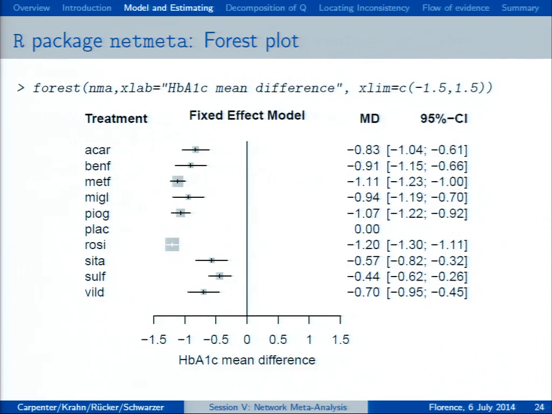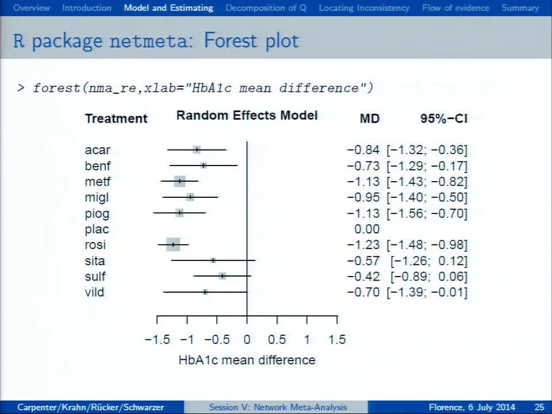With the forest function, we can now plot a forest plot of the treatment effects. This forest plot is a little bit different from the forest plot we know from classical meta-analysis, since we expect different treatment effect estimates for different treatment comparisons. And we have shown here the treatment comparison of all the treatments to one reference treatment, in this case placebo. So we cannot assess the heterogeneity here, but we can visualize the estimated treatment effects compared to placebo.